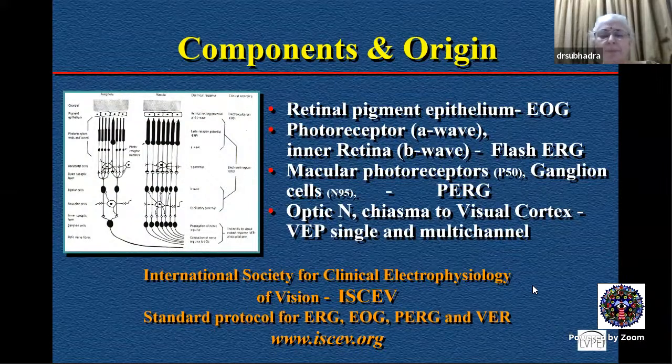So everybody has to remember, as we said, the pearl, that it's the photoreceptor which will pick up the signal and generate the signal, and then it will proceed to the other pathways. And of course, the EOG, that is from the retinal pigment epithelium, will also have the changes based on the response of the photoreceptor. So this we should remember. If we remember this, then our interpretation is very easy. The A wave is coming from the photoreceptor, B wave is coming from inner retina, ganglion cells are telling us from the pattern ERG N95, the macular photoreceptors from P50. So it's a very mathematical thing for us to see.